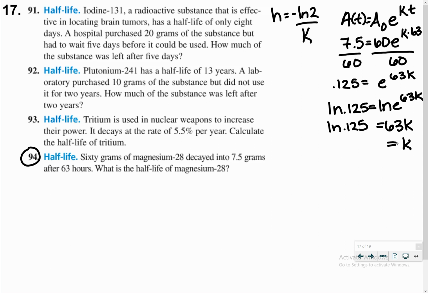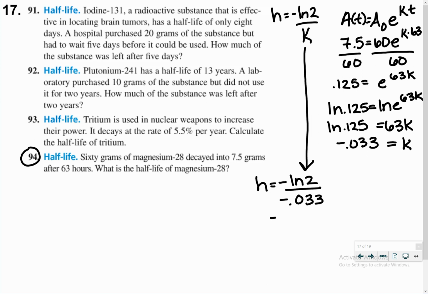Make sure you end the parentheses before you divide. And I get about negative 0.033. I'll give it a few decimal places. And again, it should be negative, and it should be a decimal because it's a rate of decay. It's a percent. So now I'm going to use my half-life equation and answer my question. Negative natural log 2 divided by negative 0.033. And you just have to make sure you don't round too much. I get about 21. So about 21 hours is the half-life of this element.